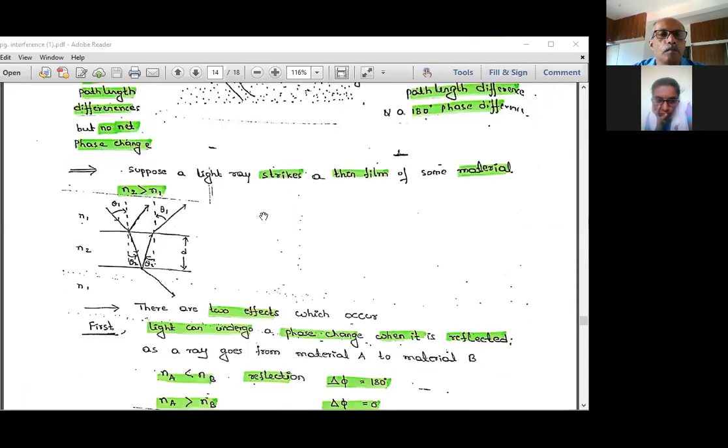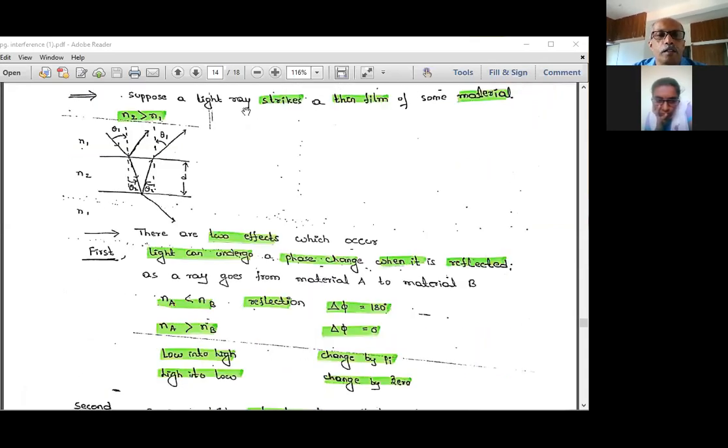Now, if light strikes a thin film of some material such that N2 is greater than N1. Light on a thin film, a glass film kept in air medium. We take this as N2, and N1 is equal to 1.